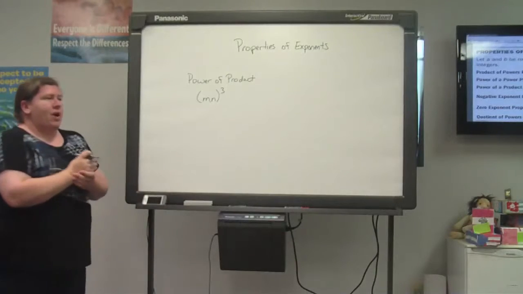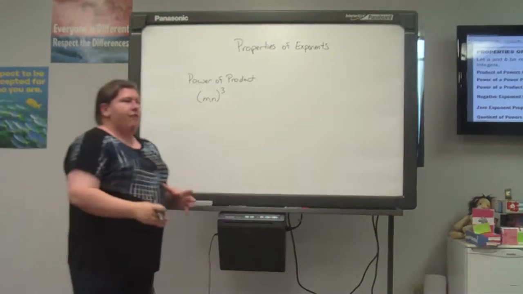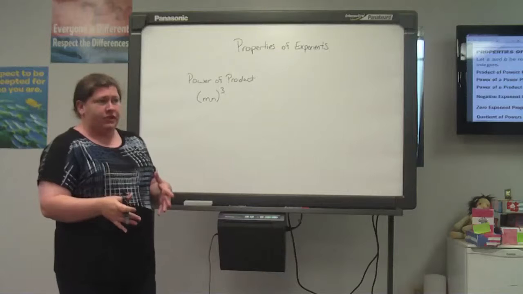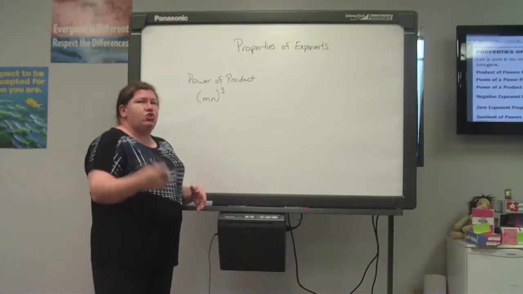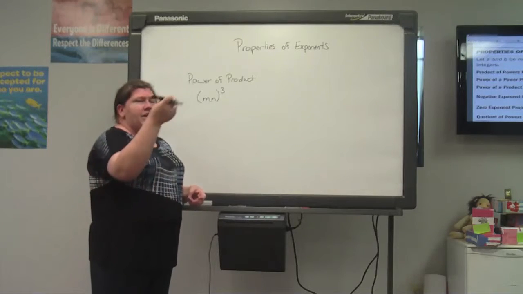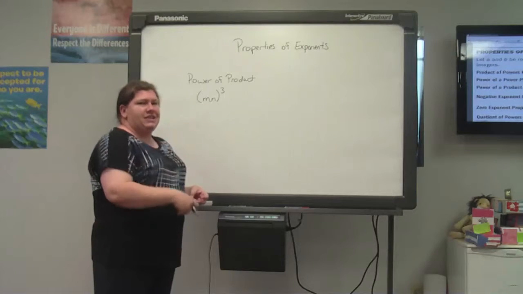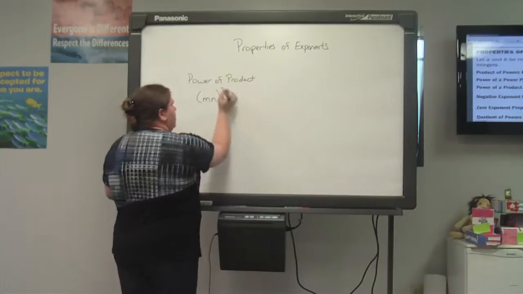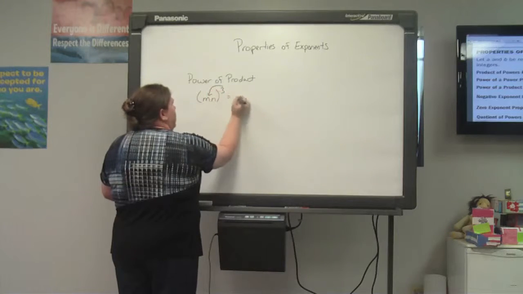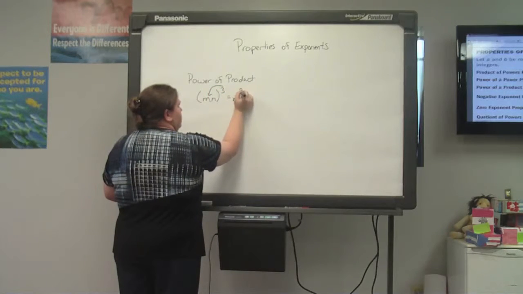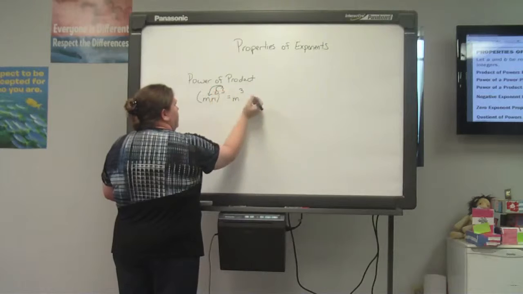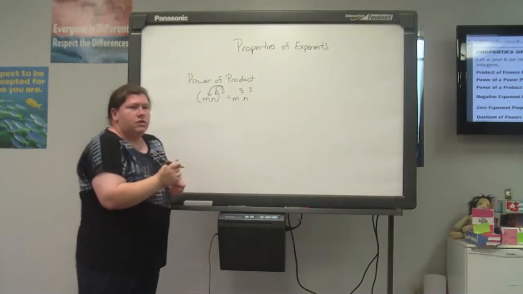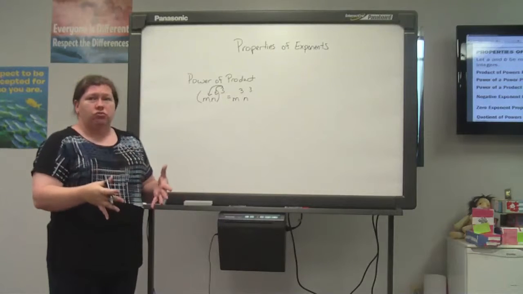When you have a power of a product, when you have 2 or more inside of a parentheses, you're basically distributing the exponent into everything inside the parentheses. So you rewrite it m cubed n cubed. And that's what you would do.